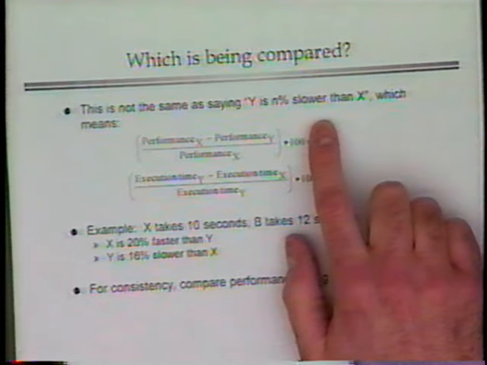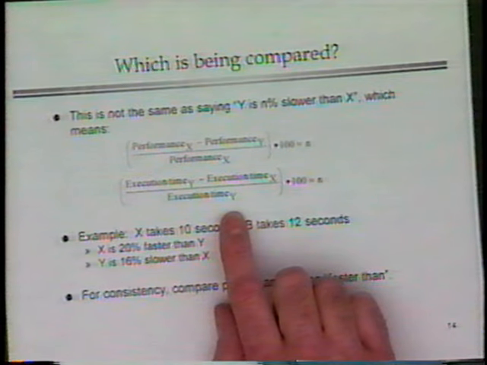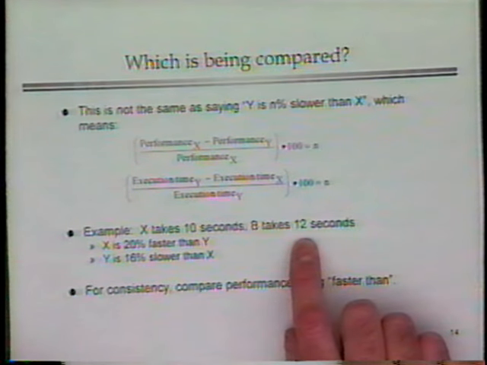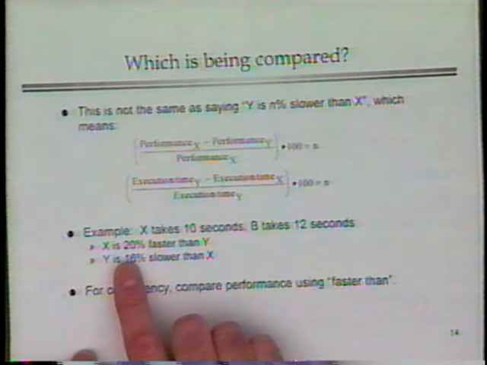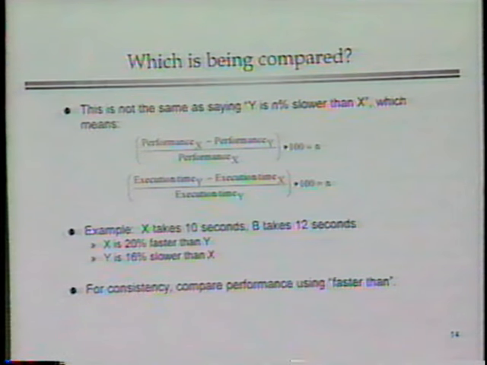Notice another small fact, that saying that X is n% faster than Y is not the same as saying Y is n% slower than X. Right? Because you're dividing by a different denominator. So if it takes X 10 seconds to do a particular job and it takes Y 12 seconds to do a particular job, X is 20% faster than Y, 10 minus 2 over 10. But Y is 16% slower than X. This is true, and this is wonderful stuff, and all of you folks are going to be engineers and want to produce the right results.